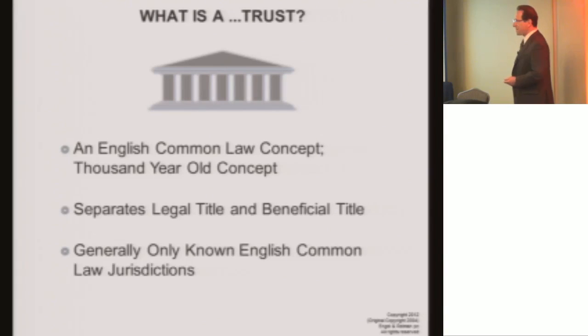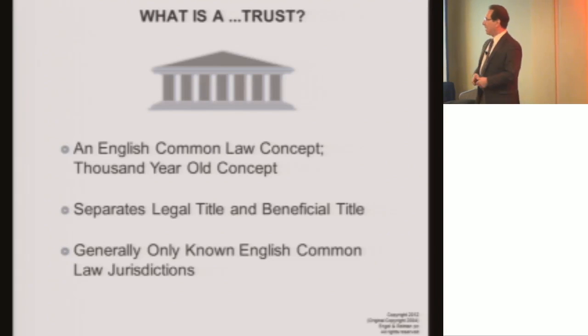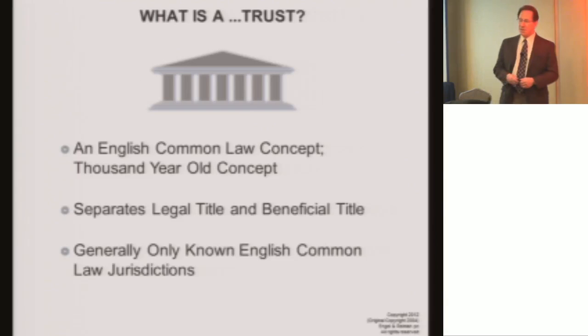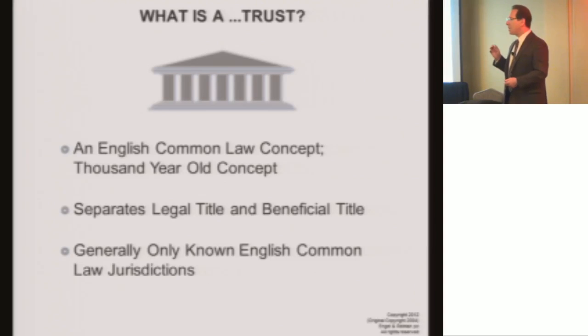Key to the trust is it separates legal title and beneficial title. So Anthony Will from Cook Islands Trustees Limited is in the front here, and he might be a trustee, and so I give property to Anthony here to hold for my children in his capacity as trustee. He, or his company more particularly, has legal title to the property. The beneficiaries have beneficial or equitable title.